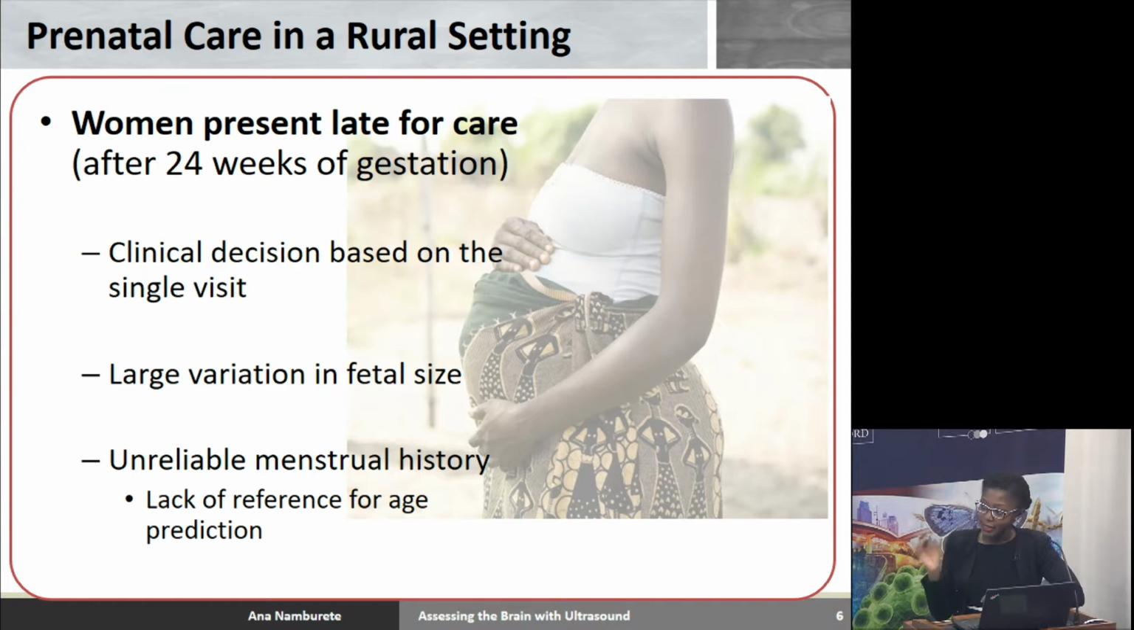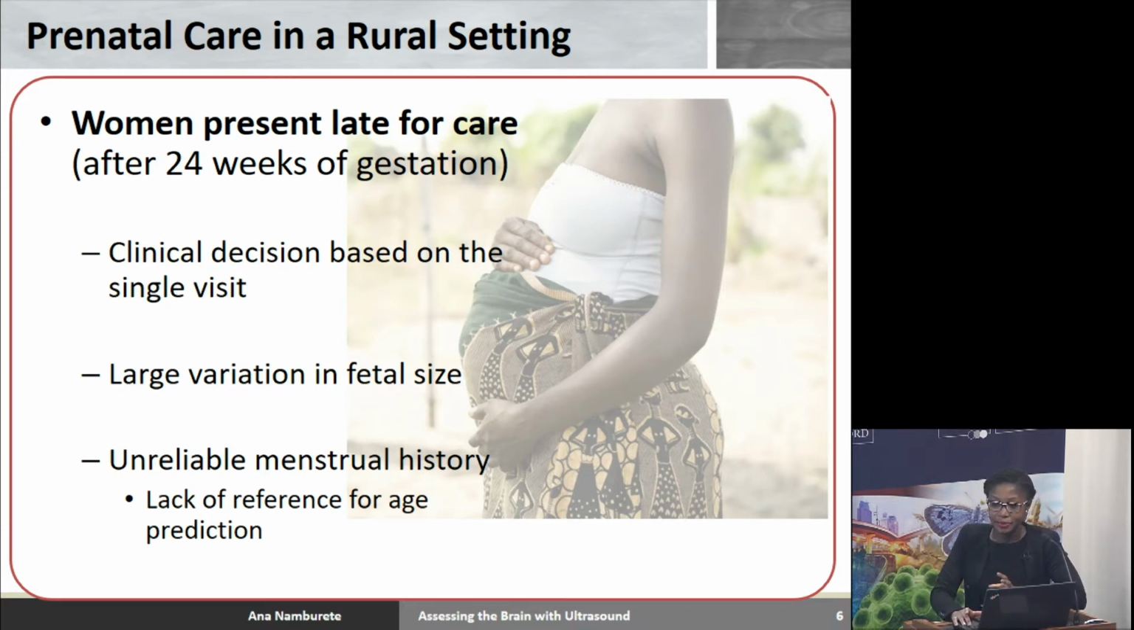And in these settings, as we all know, there's usually a low literacy rate. So there's unreliable menstrual history, so we don't have a reference for how far along the mother is in her pregnancy. It means that a mother can come in, she can be anywhere between 5 and 8 months of pregnancy, and the doctor has no way of knowing. And the reason why it's important to know precisely how old the baby is, is because that informs interventions if anything is detected. Right, so size is off the table.